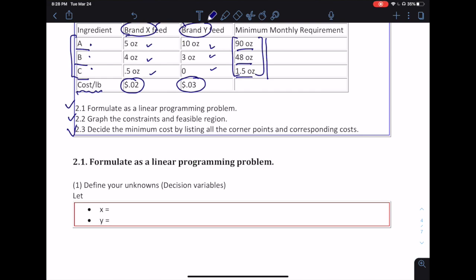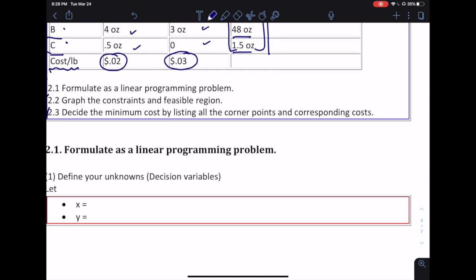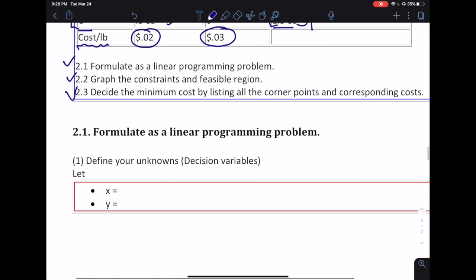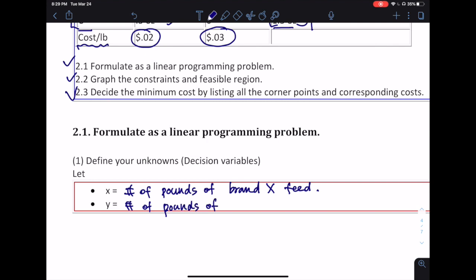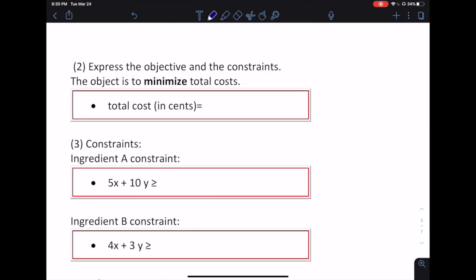So here, the first step is the decision variables. What are the decision variables? We have to decide the number of, what's the dimension in this case? Pounds. So x is the number of pounds of brand X feed, and y is the number of pounds of brand Y feed.